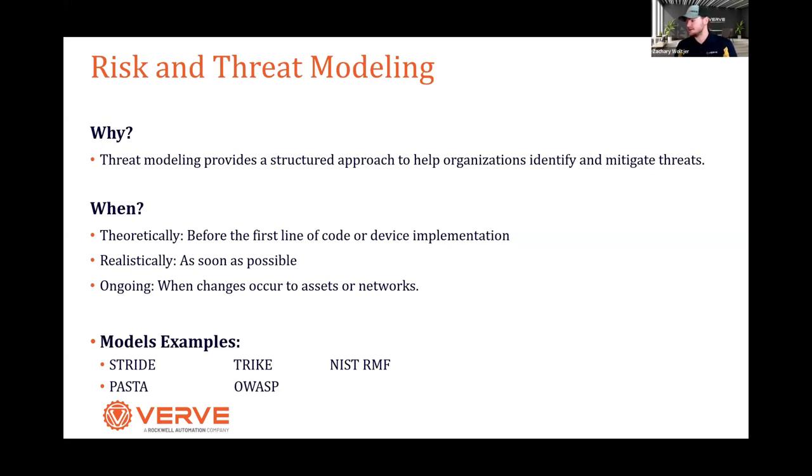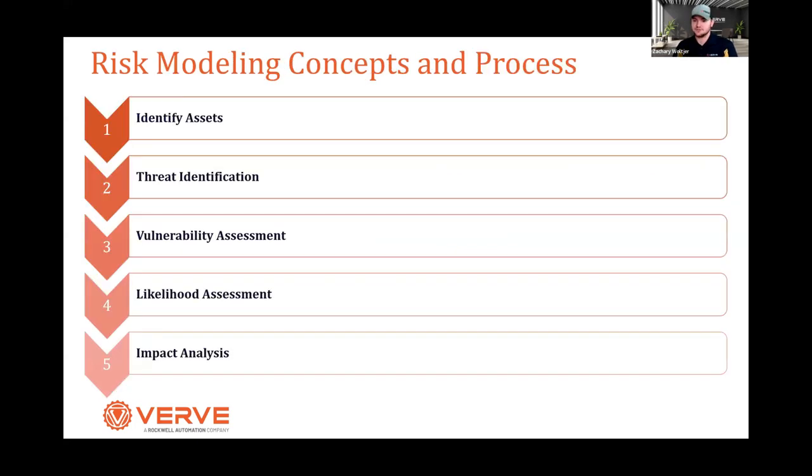And then later on, Ryan is going to cover some of the model examples like STRIDE, Trike, NIST RMF, OWASP, and PASTA, which is a great name for a risk. Sounds delicious. It does sound delicious.